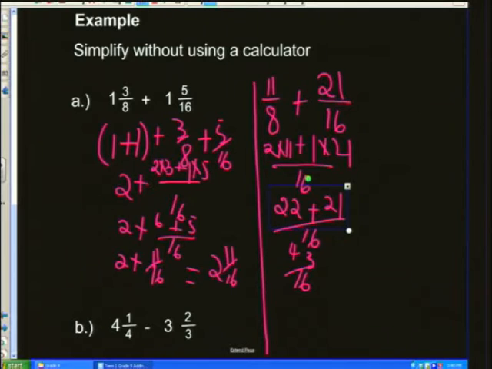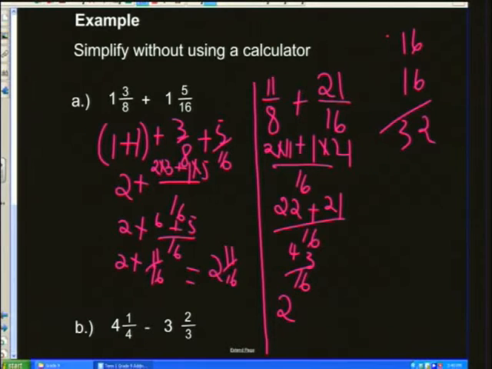Let's check. How many 16s are we having in 43? It should be 2 16s. And why am I saying it's 2? Because 16 plus 16, 6 plus 6 is 12, carry 1 is 2, gives you 32.